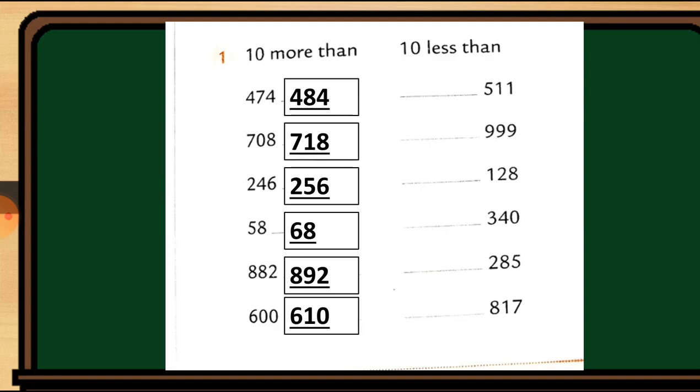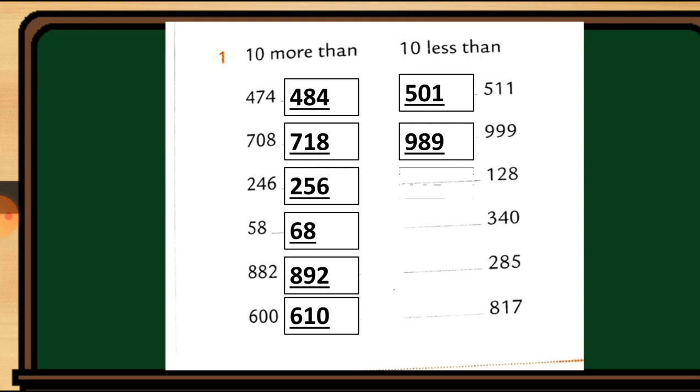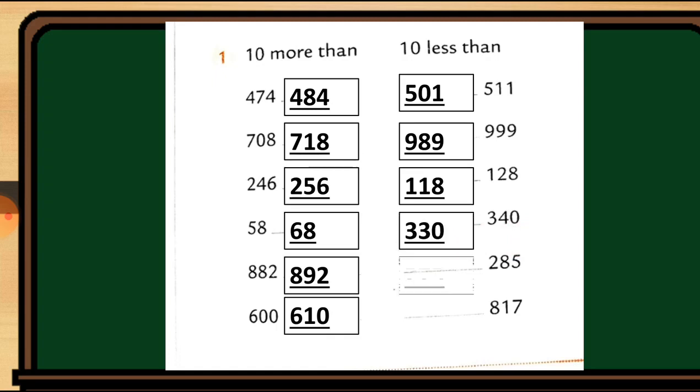Now let's do less than the number, cut 10. 511, so 501 will come. 999, so 989 will come. 118, so this number comes if you cut 10 from 128. 314, so 330 will come. Then 275 will come. And if you cut 10 from 817, the number 807 will come.